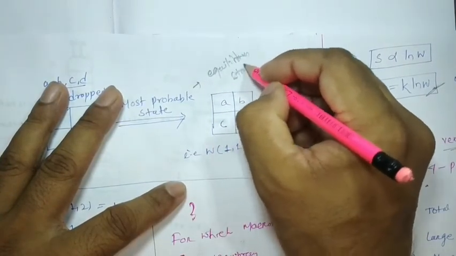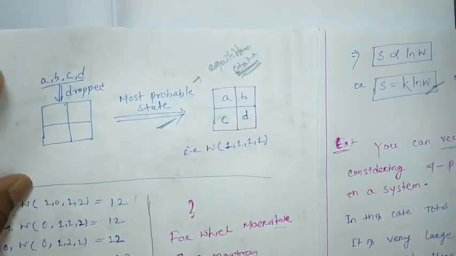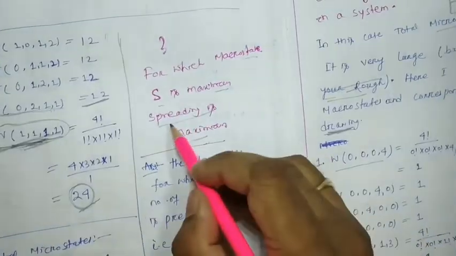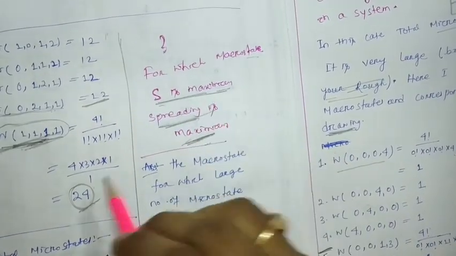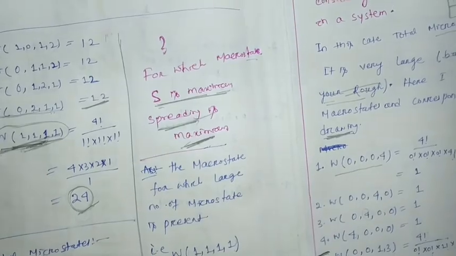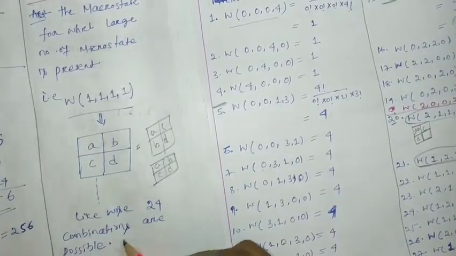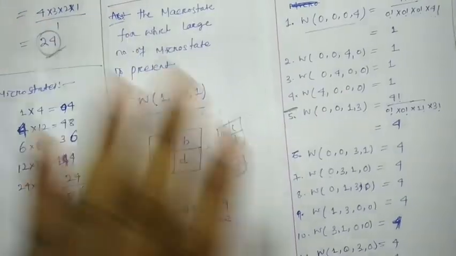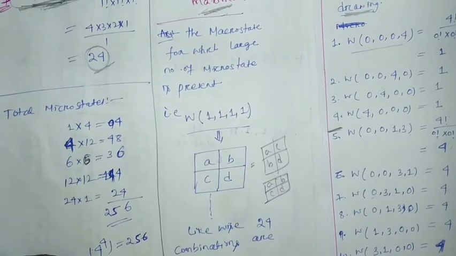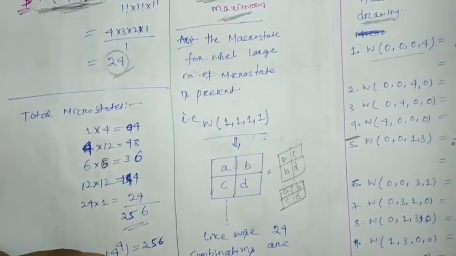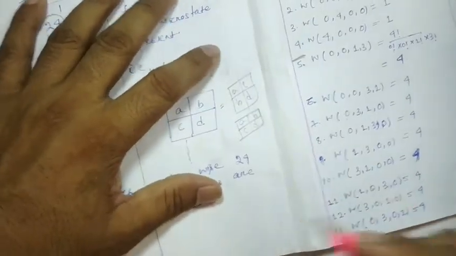At the equilibrium state, or most probable state, spreadness is the maximum. If spreadness is the maximum, entropy is also the maximum. You have to write up to this much. I didn't have space up to this, so I adjusted and wrote it here, but you have to write serially. Write up to this much, then this much, then this much.